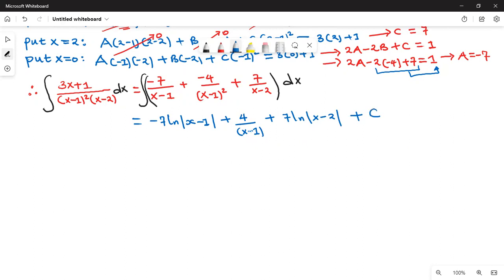Somebody might be wondering, how did I integrate the second term? Use substitution. Let u be equal to x minus 1. All of them use substitution. You're going to get the kind of solutions that you have found here. So that is case 2.